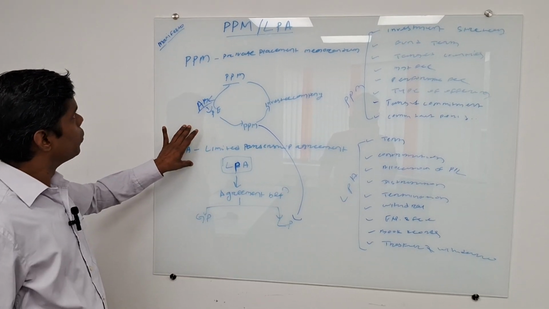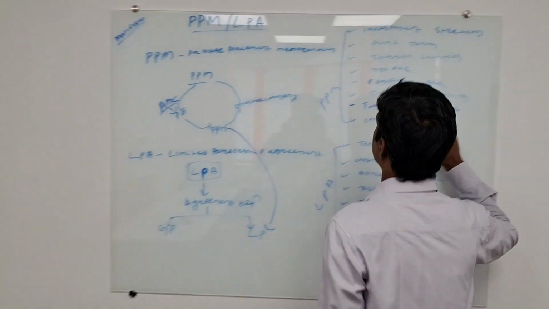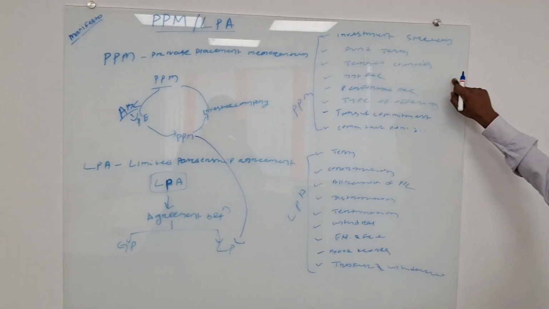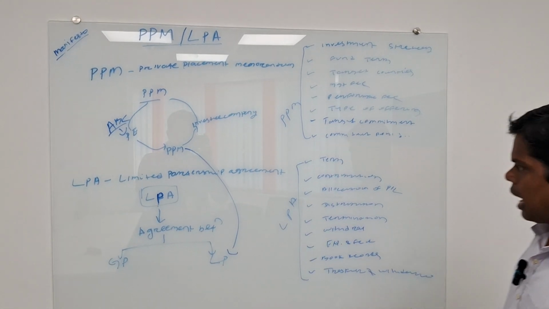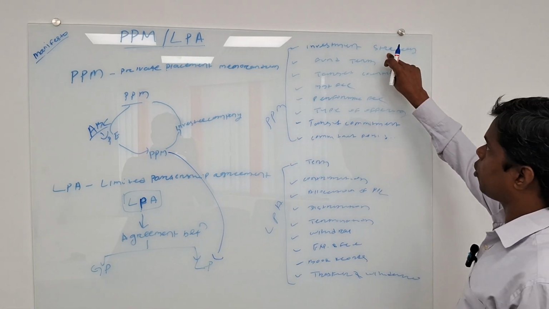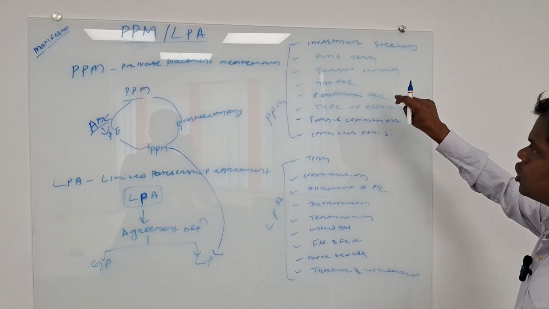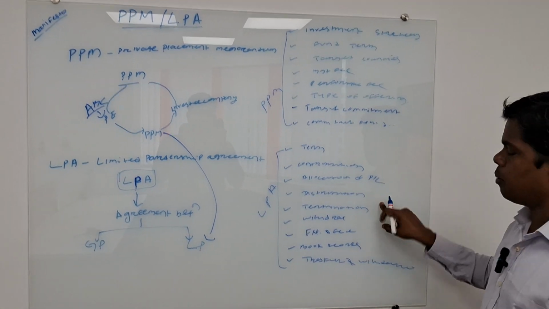Okay, now we can see here what is the main point they need to show in the PPM, what is the main point they need to show in the LPA. I have not described all the points here theoretically. I just point out which points they need to show in the PPM and which points they need to show in the LPA.